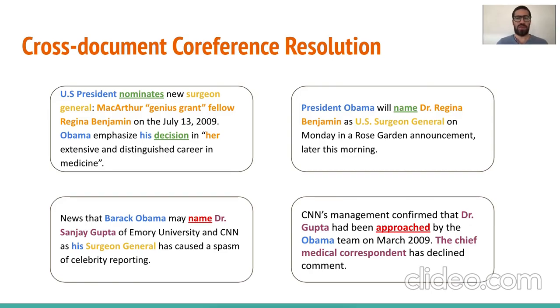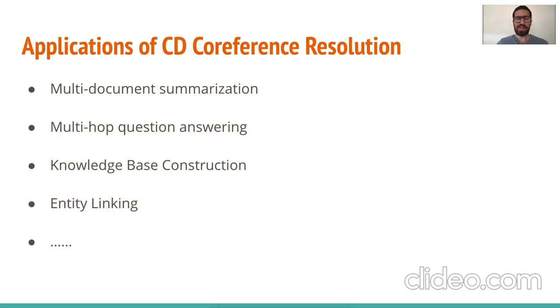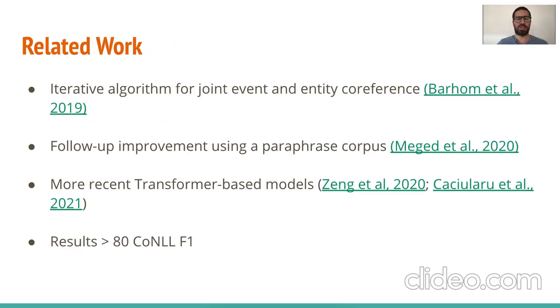In addition, the event mentions in the top documents in green, with the verbs nominate, names, and also the noun decision, refer to the same event, which is a nomination of Regina Benjamin. However, the event mentions name and approach in red in the bottom documents, even though they look very similar to the green cluster, refer to a different event because it's about a different nominee. This task can be useful for many downstream applications at the multi-document level, including multi-document summarization, multi-hop question answering, knowledge-base construction, entity linking, and so on.